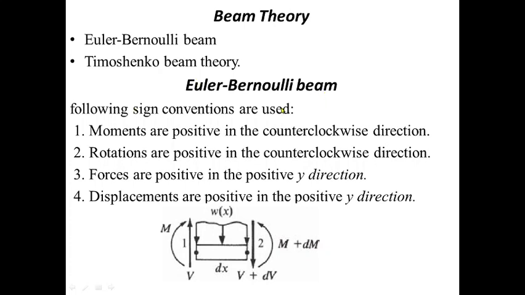For deriving the stiffness matrix, we are using Euler-Bernoulli beam theory. Starting with the sign conventions followed here: moments in the counterclockwise direction are positive, rotation in the counterclockwise direction is positive, forces in the y direction are positive, and displacements in the y direction are positive. This is the sign convention followed in Euler-Bernoulli theory.